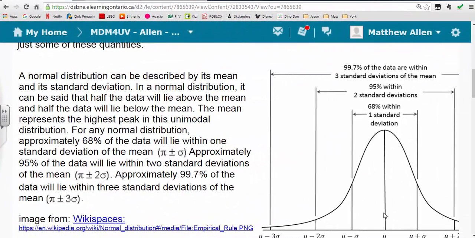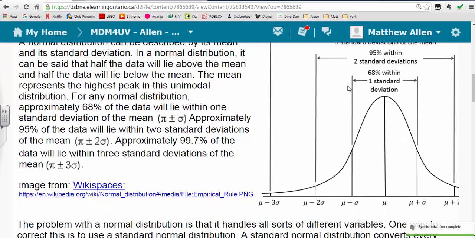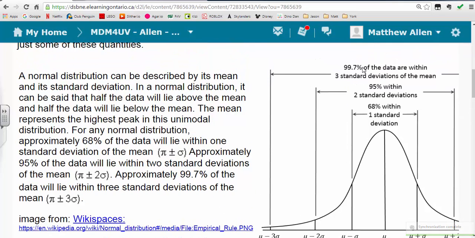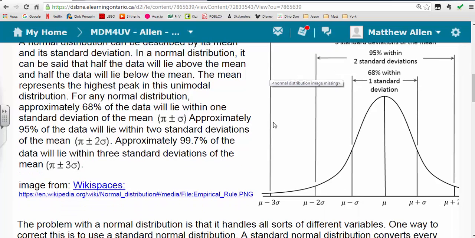The majority of people, about 2/3 of people, 68%, are within one standard deviation of the mean. 95% are within 2 standard deviations, and then at the extremes are those 3 standard deviations, where very, very few people, in fact 0.3% of the population approximately, are beyond that 3 standard deviations.